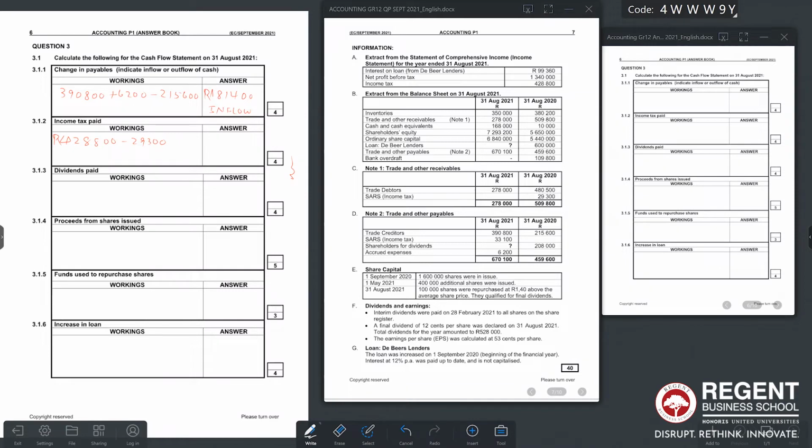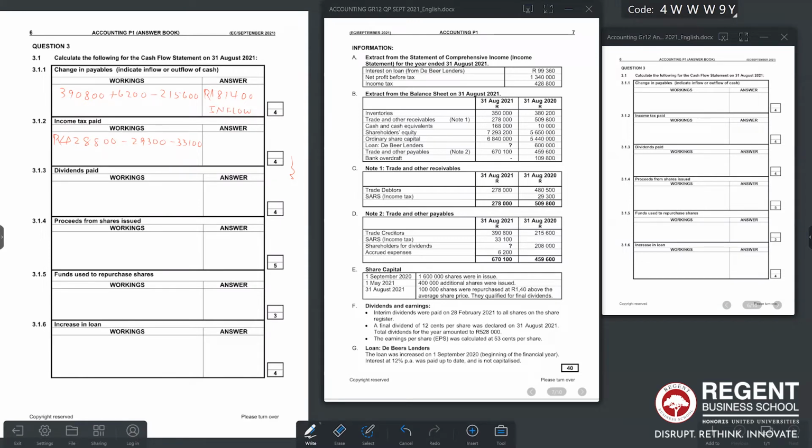But then, SARS, you know what? I have a slight problem. I don't have enough cash. I paid you less. I'm leaving a balance of 33,100. I'll pay you soon. So I never give them the 33,100. So minus 33,100. And if I work this out, I'm going to get my answer.